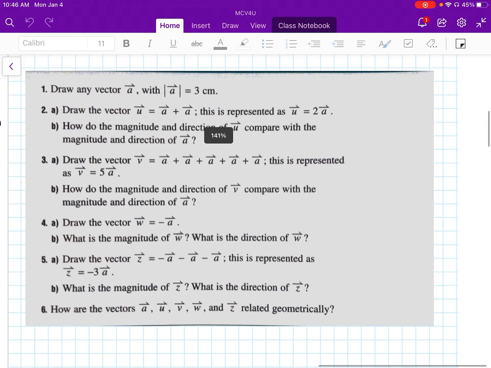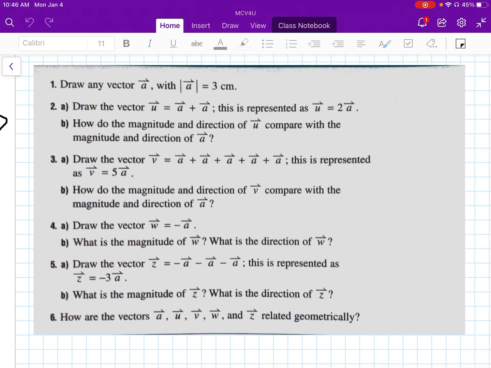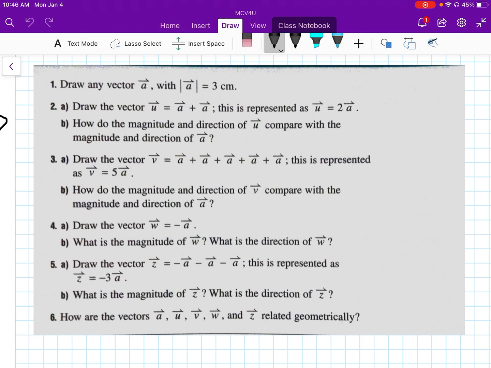To help us demonstrate that, we take a look at this investigation here. What I'd like you to do is pause the video or pause the recording and go through these six and understand what we mean when we take a look at, for example, what 2a, or 2 times vector a, would look like, 5 times vector a, and then when we multiply the vector with a -1 or a -3. Understand that concept first, and then go ahead and restart the video.